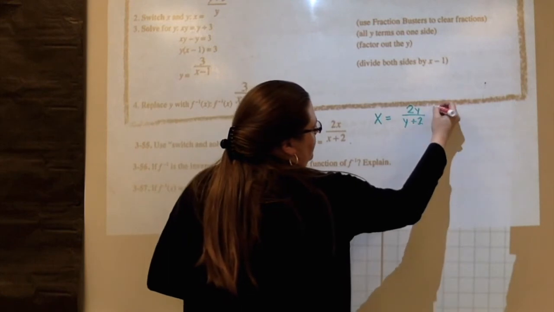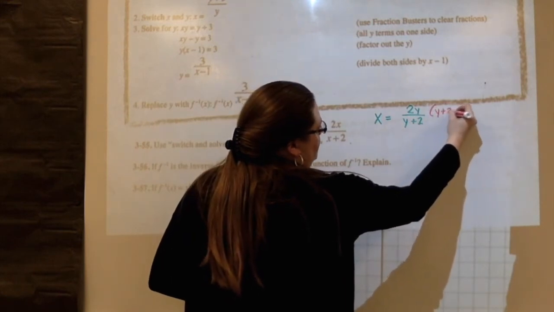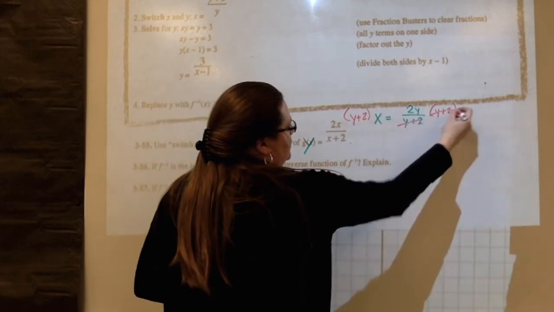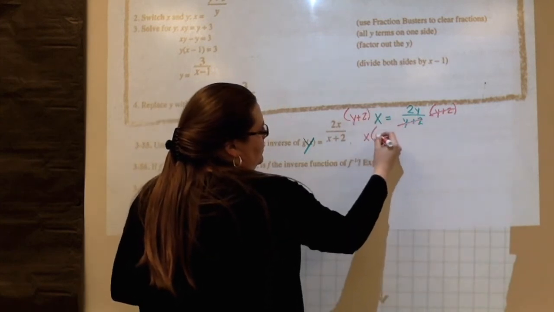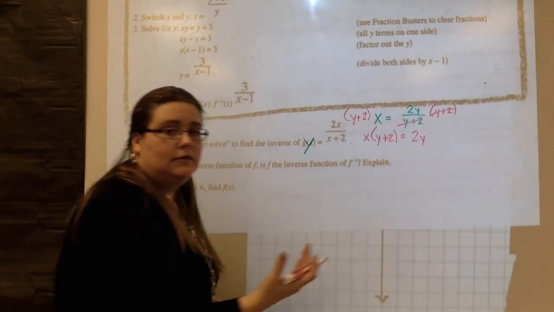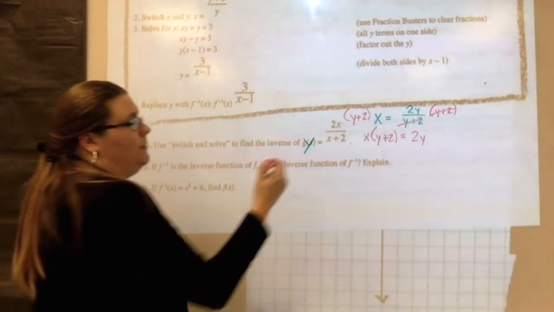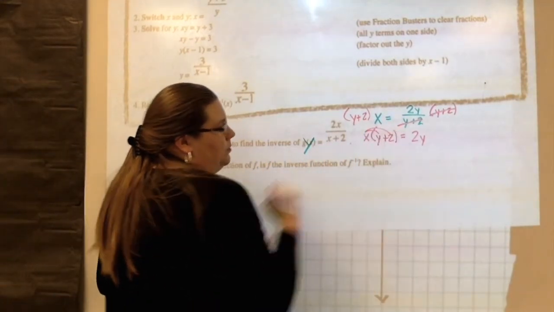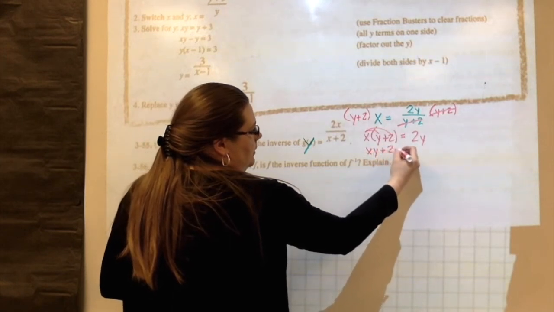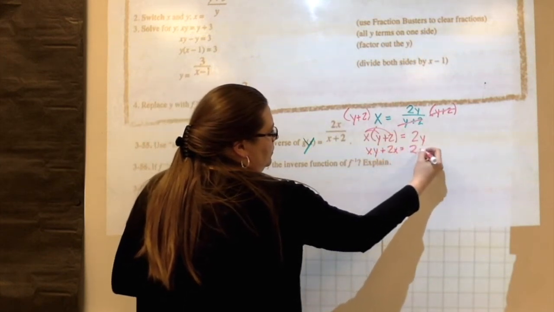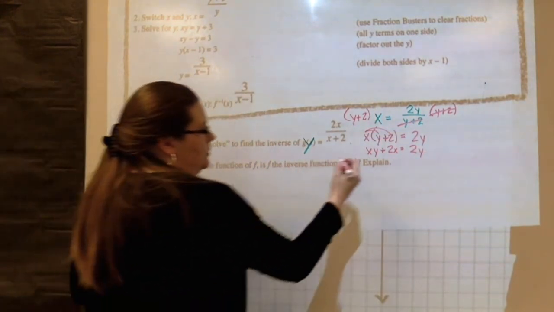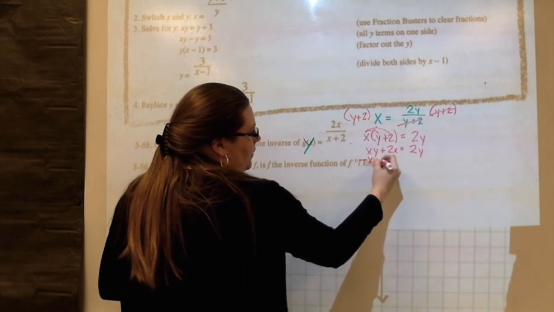So I'm going to multiply both sides times y plus 2. This is the fraction buster method. So these will cancel out, and I have x times the quantity y plus 2 on the left, and I have 2y on the right. I want to get all my y pieces together, so I'm going to go ahead and distribute the x through the parentheses on the left. So now I have xy plus 2x equals 2y. So I want to get all my y's to one side, so I'm going to subtract xy from both sides.